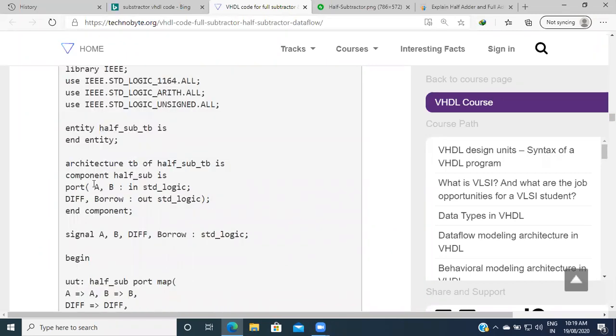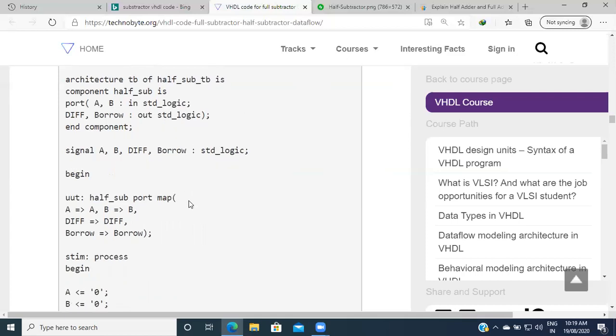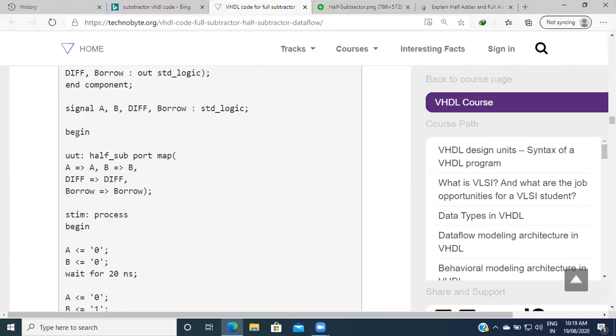Here A and B are the in STD logic, and difference and borrow are the out STD logic. But here the signals, we are giving the signals as A, then B, then difference and borrow. Those signals are the standard logic signals. And to create that code, we are writing in the process form.